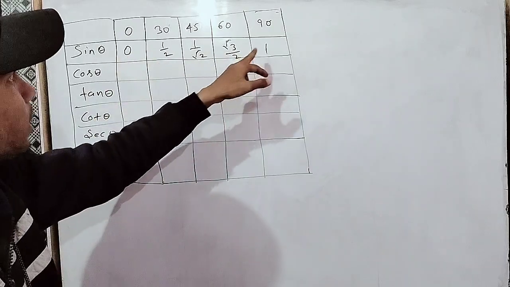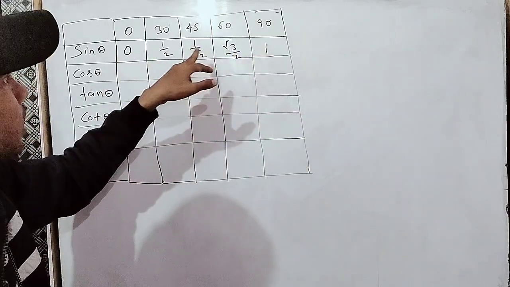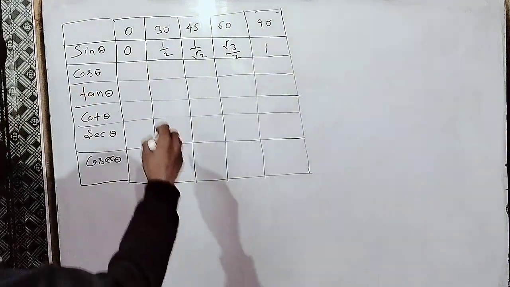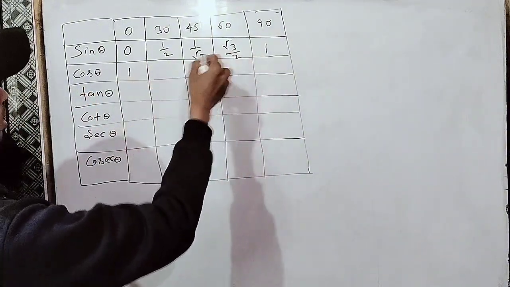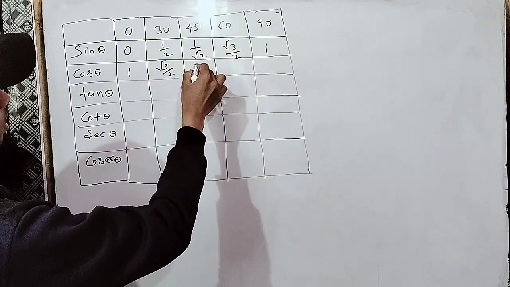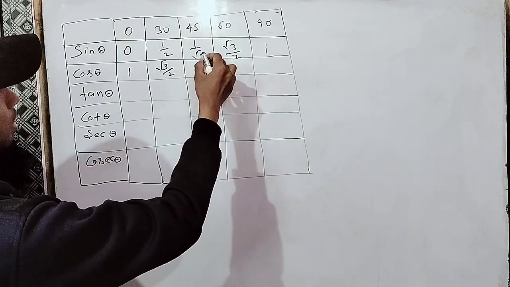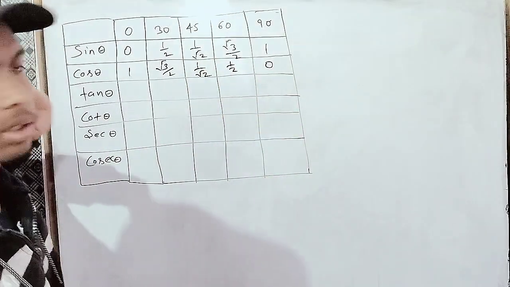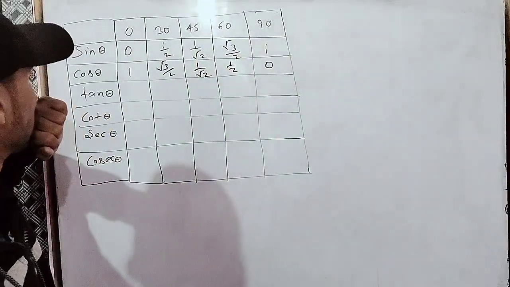Whatever we have written here, for cos we write just the opposite: cos is 1, then root 3 by 2, then 1 by root 2, then 1 by 2, then 0.